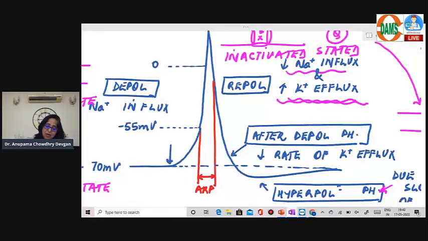What is the relative refractory period? It is probably this: from repolarization 1/3 complete till the start of the after depolarization phase. During this phase, if I increase the strength of stimulus, I can get a response. This is because some sodium channels have already gone back to their resting state during this phase. So this is as far as your absolute and relative refractory period is concerned.